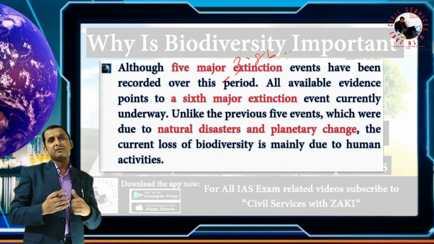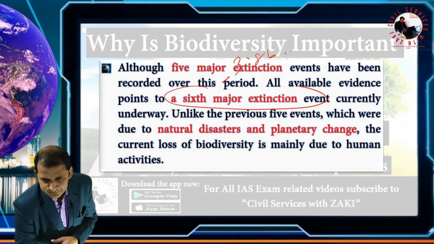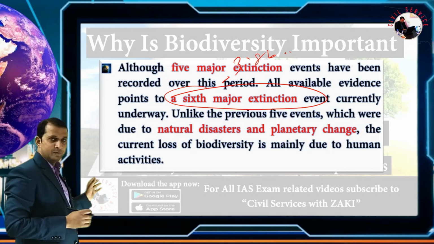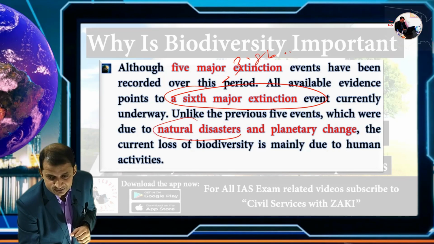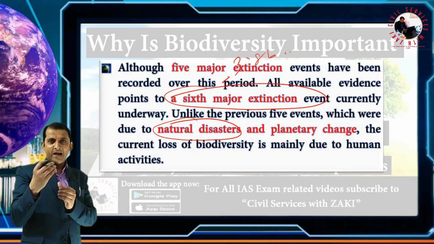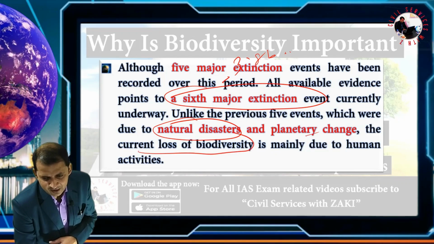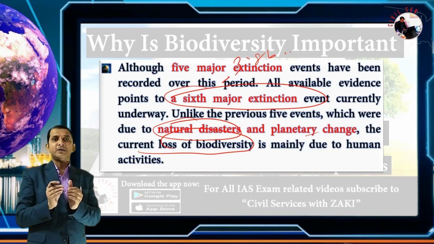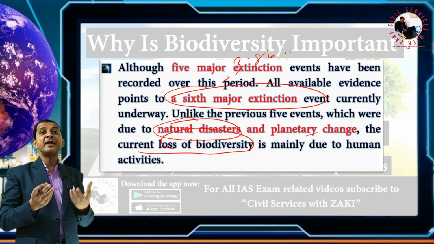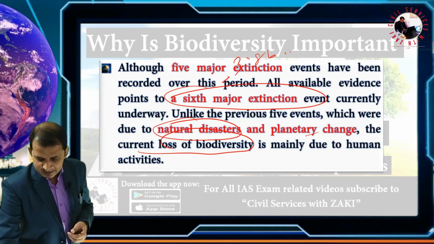If we collect the evidence regarding climate change, global warming, and so on, all of it points to a sixth major extinction event currently underway. Unlike the previous events, which were due to natural disasters like asteroid impacts or planetary change, such as the change in the inclination of the earth, the current loss of biodiversity is mainly due to human activity. Human activity impacts biodiversity across the globe, which is why it is a great concern among environmentalists across the globe.